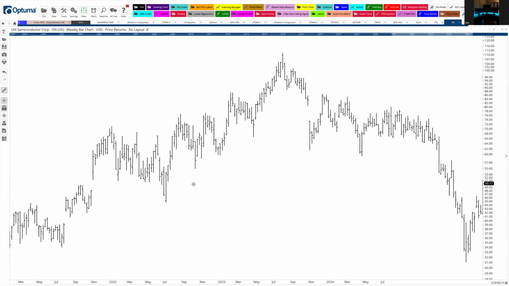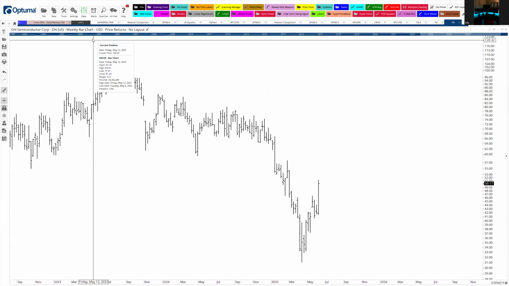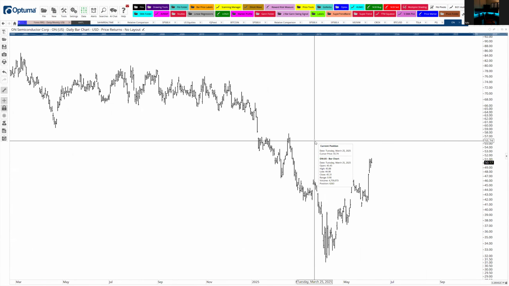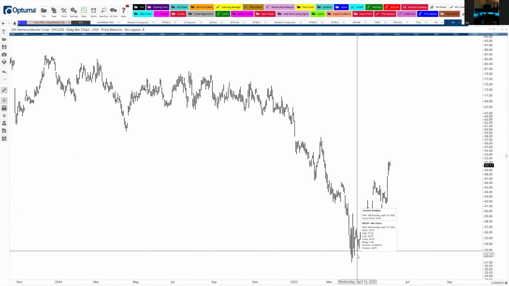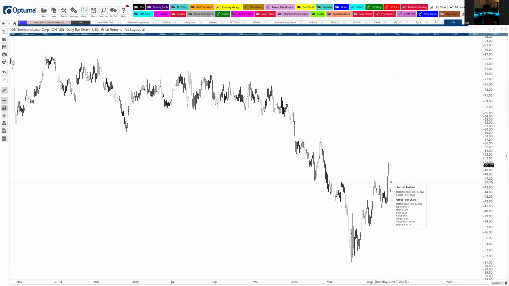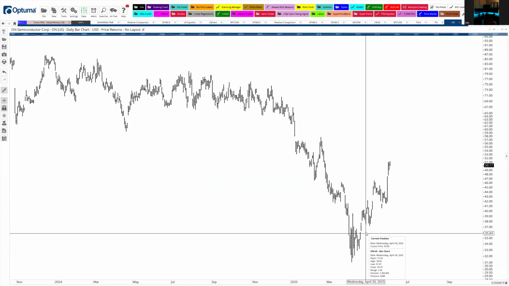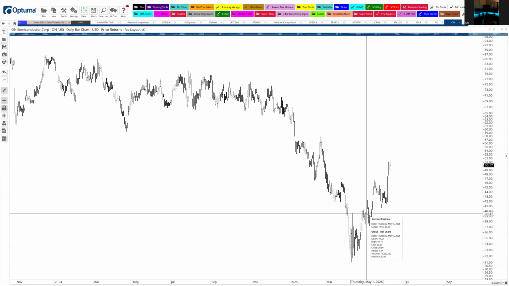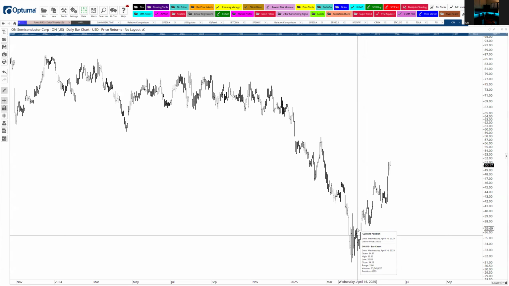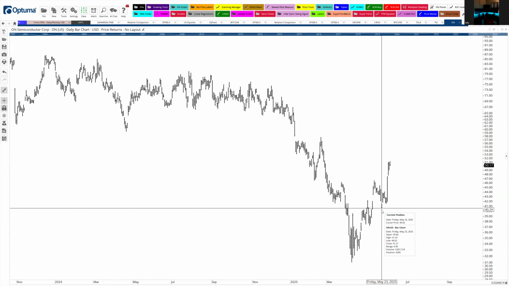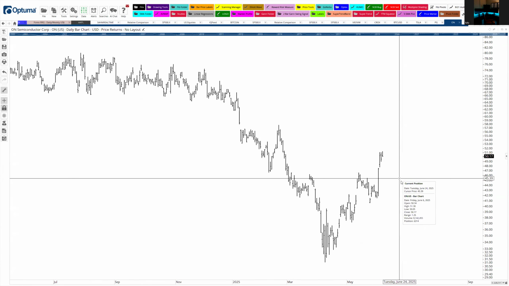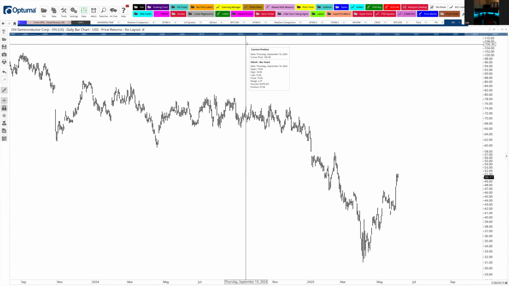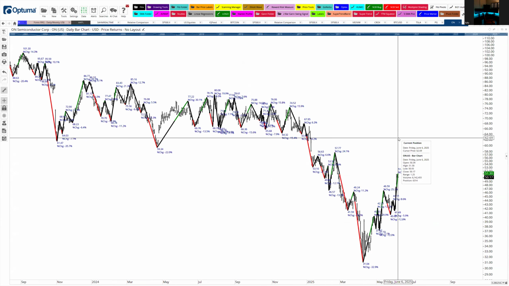Nice uptrend stock for sure. A pretty bit of a beating here. Yeah, you can make a five-way move. One, two, three, four, five. Here, look for a bit of a pullback here. Let's see what the swing shows.